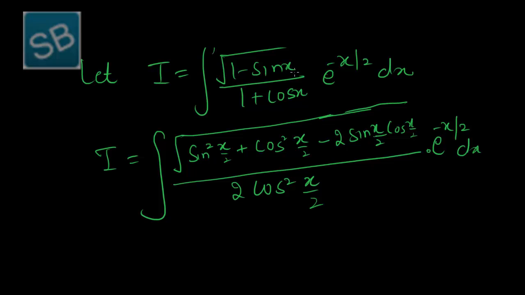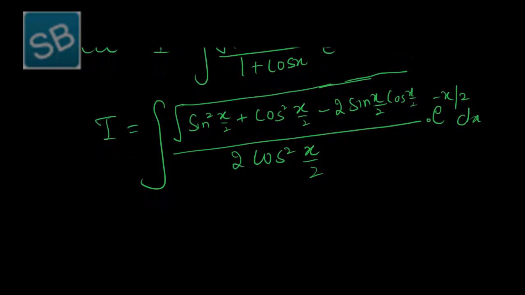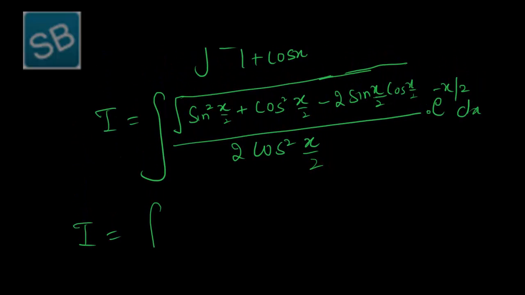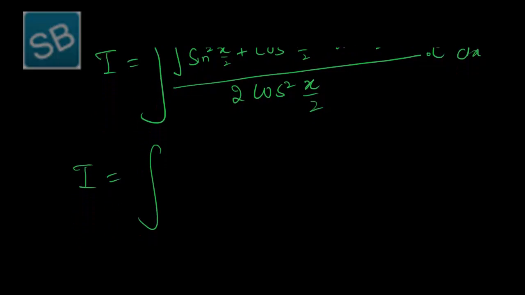If you get such type of form, we are always replacing 1 plus cos x by 2 cos square theta, and 1 minus cos x always by 2 sin square theta. So 1 minus sin x is replaced by such a form. Replace sin x by cos of pi by 2 minus theta. So I becomes sin square x by 2 plus cos square x by 2 minus 2 sin x by 2 cos x by 2. This is the sin a minus b whole square.